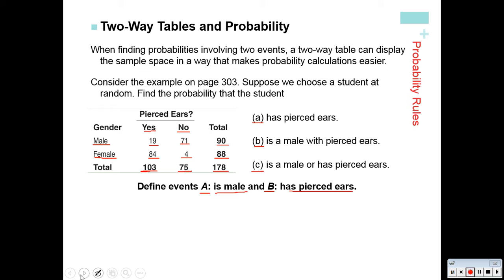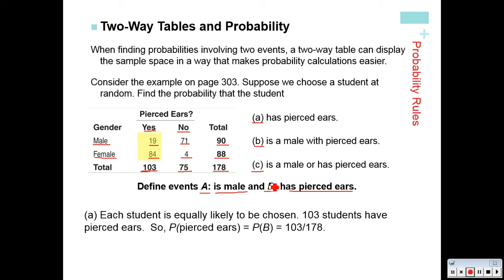So the question for part A, what's the probability that someone has pierced ears? What we're going to do here is take how many students have pierced ears, which would be 103, over the total number of students, which would be 178. So that's part A.